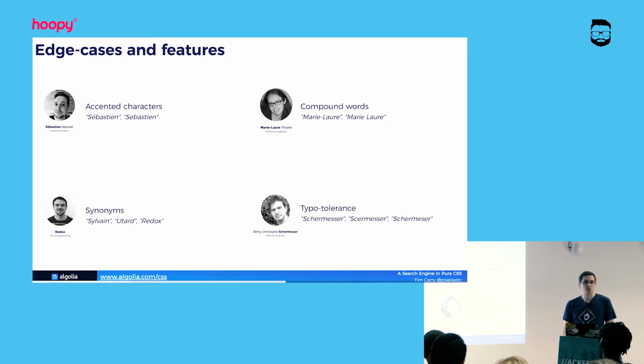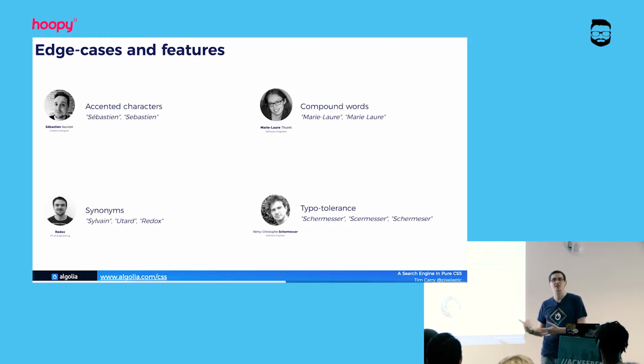And you have the typo-tolerance. So my coworker Rémi-Christophe Schermesser has a last name that you usually do not spell correctly on the first try. You might forget an H somewhere or an S somewhere else, but you should not expect your users to be able to type stuff correctly when they're searching. They might not know how Schermesser is spelled, but they should still be able to find it. Or when you're looking for a movie and you don't know how Arnold Schwarzenegger is supposed to be spelled, you should still be able to find the actor.